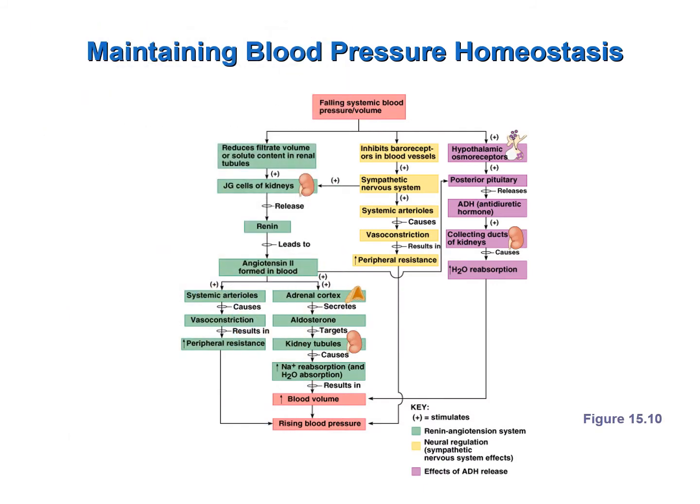This flowchart from your book illustrates the various mechanisms that help maintain blood pressure homeostasis, the sequence of events that leads to the stimulation of secretion of antidiuretic hormone, and its effects, as previously described, are shown here in purple.